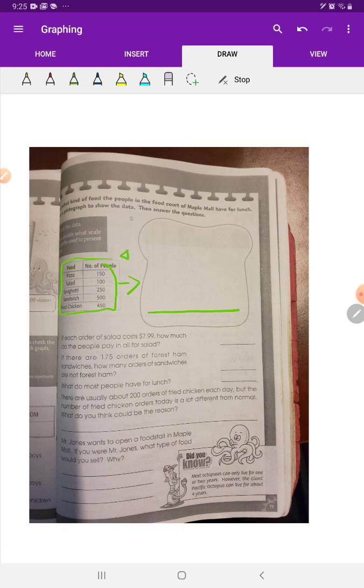All right. This question, we haven't talked about anything like that, but if one order costs $7.99, then how much does the salad cost? So the first thing you do is, well, how many salads are there? There's 100 salads. So if one salad is $7.99, how much do 100 salads cost?